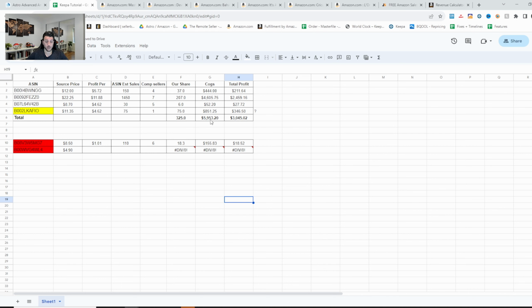$5,953 in terms of COGS and $3,045 in terms of profit. The ROI would be this divided by that as a percentage. So 51.15% ROI. Decent numbers in my opinion. These are definitely products I'll look at.